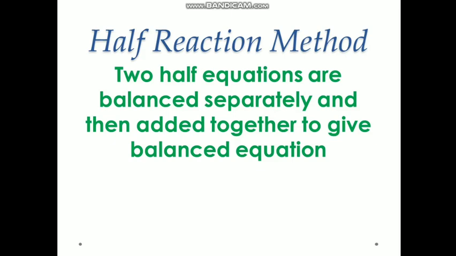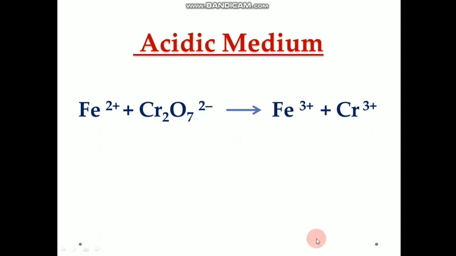Similar to the oxidation number method, we can do this method also in two mediums, which are acidic medium and basic medium. So today we will be discussing the acidic medium reaction. This is the example we have taken here: Fe2+ plus Cr2O7 2- gives Fe3+ plus Cr3+. This is an unbalanced equation and we are going to balance it.